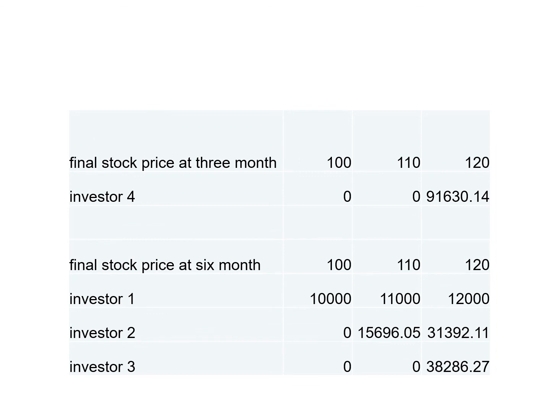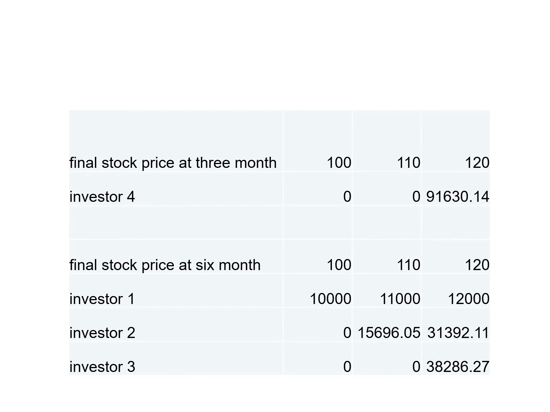Suppose the final stock price at 3 months is 100, 110, 120. So the last investor, the investor who bought options that mature in 3 months, his final wealth would be 0, 0, or over 90,000. So you see, he either loses everything or he makes good money.